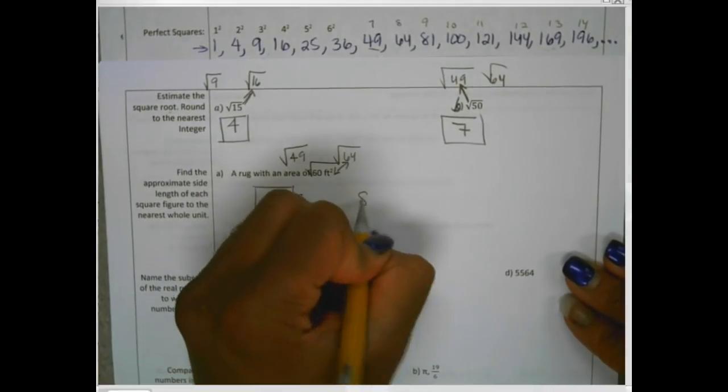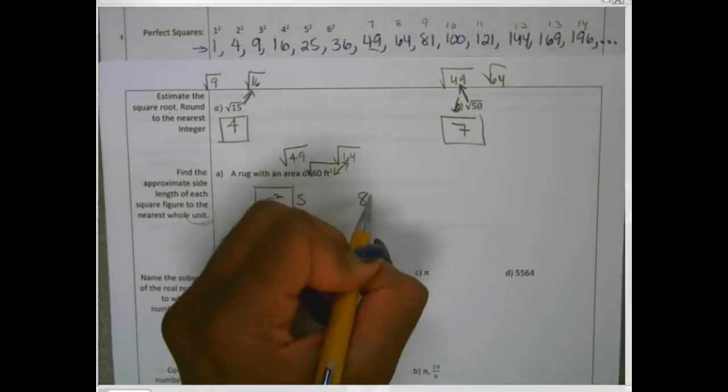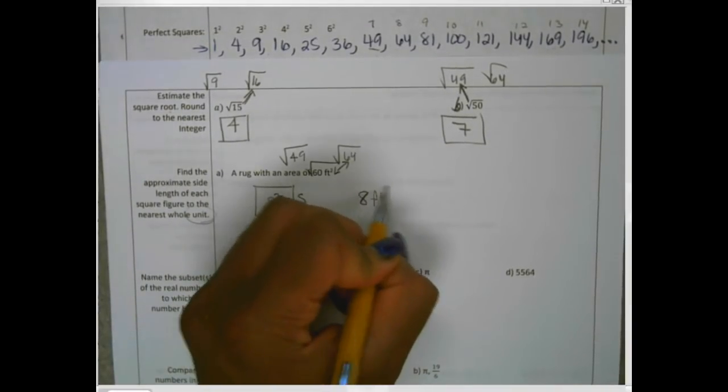So this is about 8, but about 8 what? I do love units, and they did give me feet squared, so I would just be left with feet for my side length. You like it?